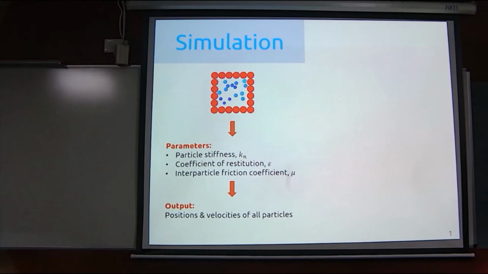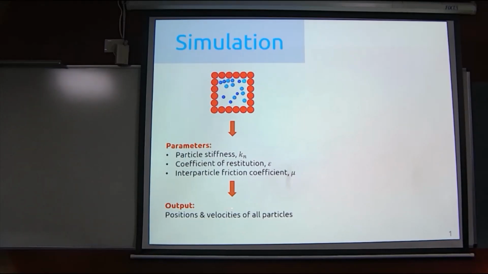stiffness associated with this deformation, and the coefficient of restitution, which basically means the inelasticity of the collision. The collisions are not elastic; they lose energy when the particles collide. And another parameter is the interparticle friction coefficient. Most particles in reality, in experimental or industrial systems, are frictional in nature. From this simulation, all we get is the position and velocity of all the particles. So this is a simple way to describe the simulation.